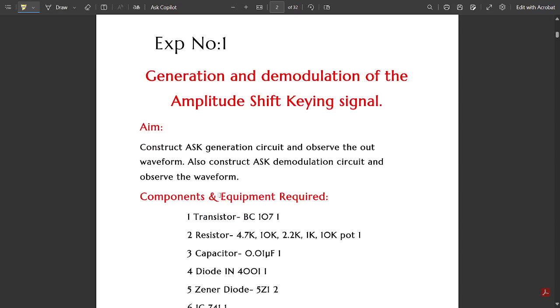So let's get to the first experiment, that is generation and demodulation of the amplitude shift keying signal. First thing is the title, then you should be writing the aim. Our aim is to construct the ASK generation circuit and observe the output waveform in the CRO, that is cathode ray oscilloscope. Hope you know that is done after you rig up the circuit. Also construct the ASK demodulation circuit and observe the waveform. Okay, this is the basic aim of this experiment.